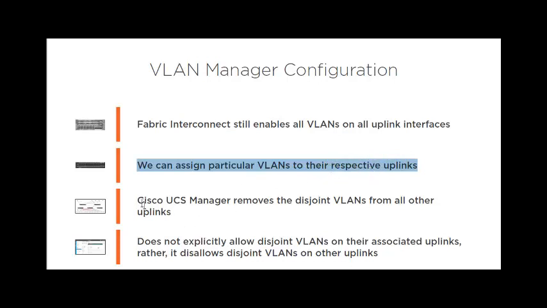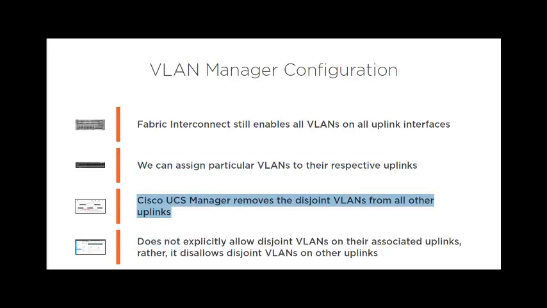So you can also create disjoint VLANs and say these VLANs are not allowed. It does not explicitly allow the disjoint VLAN on their associated uplinks. Rather, it disallows the disjoint VLANs, which I explained already. So the best way is create VLANs, put them in a VLAN group, attach them to the uplink port. That's one method. Another method is create disjoint VLANs, apply to the uplink port. So those VLANs only won't be allowed. Two methods.